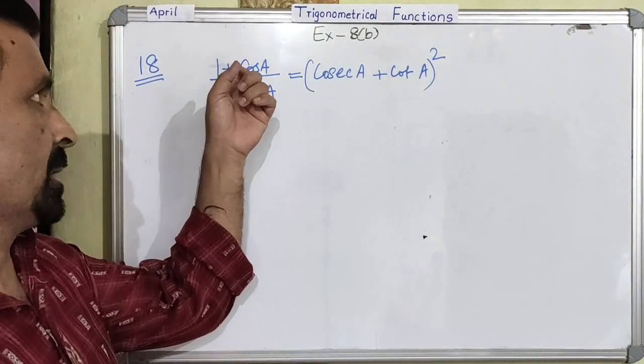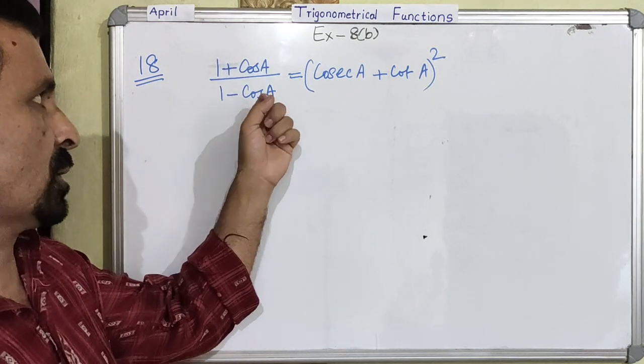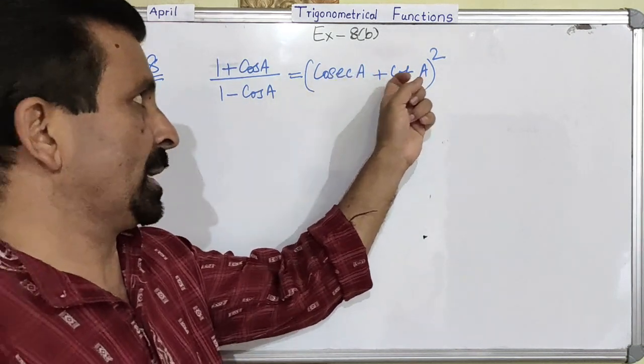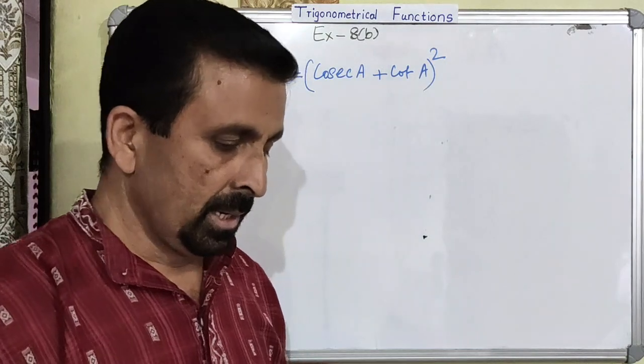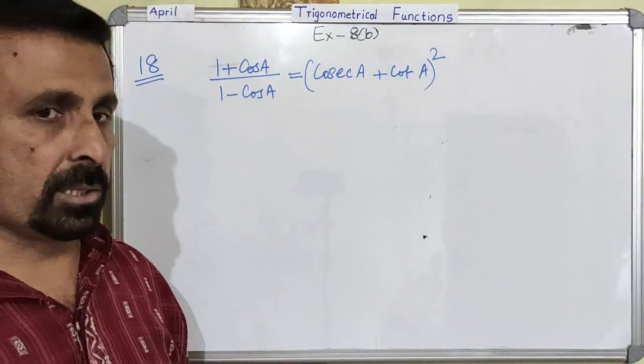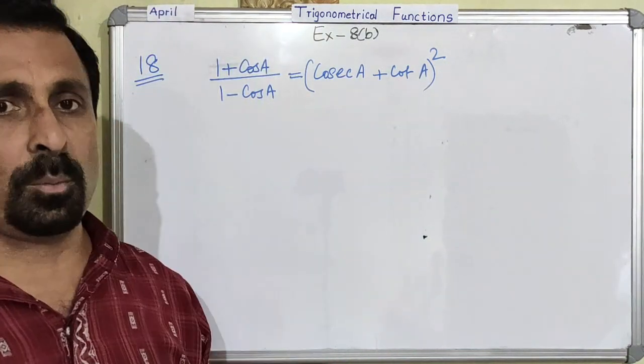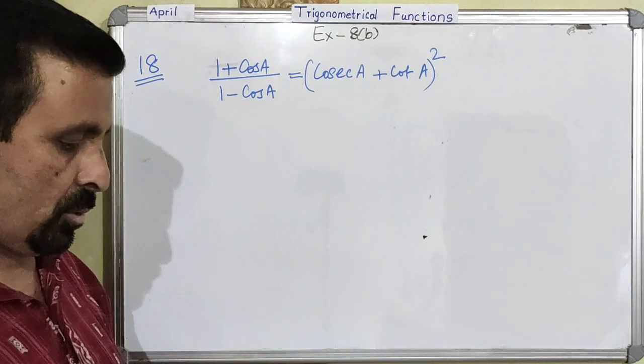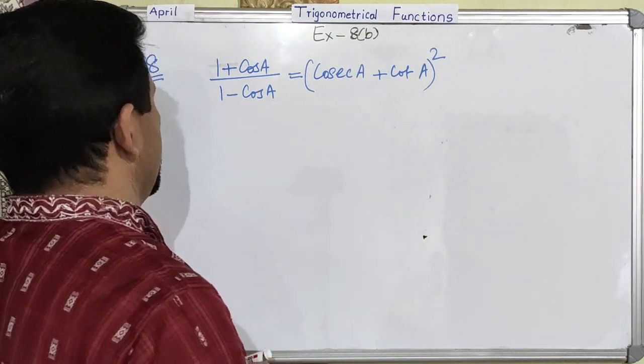Now this is left hand side 1 plus cos A over 1 minus cos A is equal to (cosec A plus cot A) whole square. Now this time, in this question you can see that your right hand side is now more complicated. So we will start this question with right hand side.